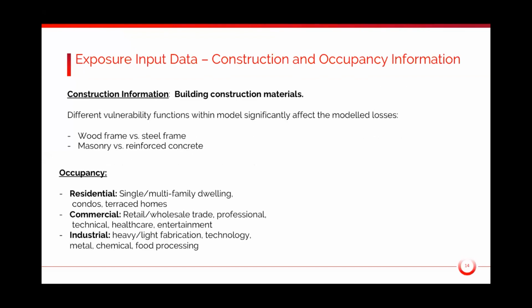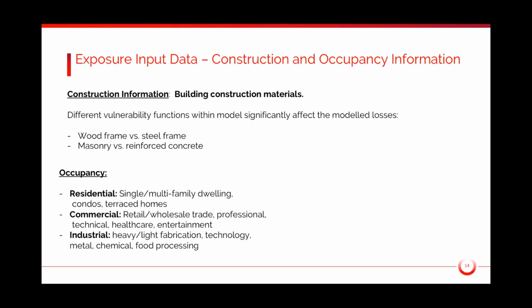So just more on exposure data, construction and occupancy. So construction, you know, what the building is made out of, and each different construction will have a different vulnerability function in the model, which again, Claire mentioned previously. So as you would expect, a wood frame building is going to be a lot more vulnerable in a cat event than a steel frame building, and the same with masonry versus a reinforced concrete building.